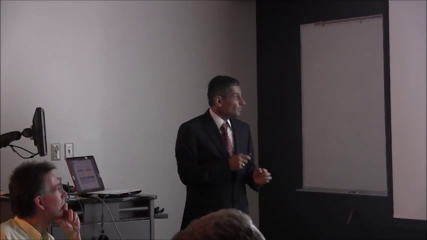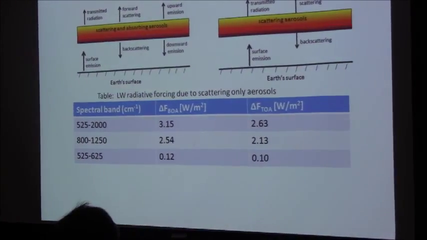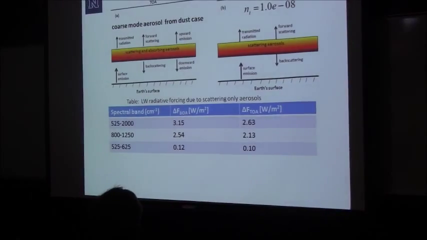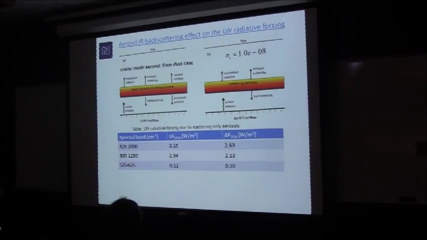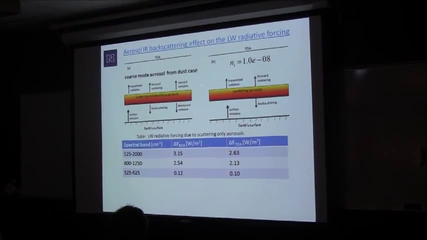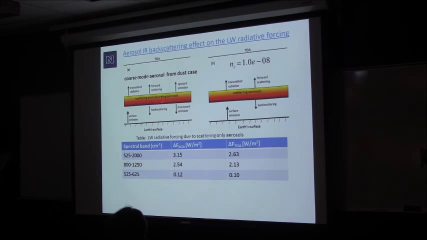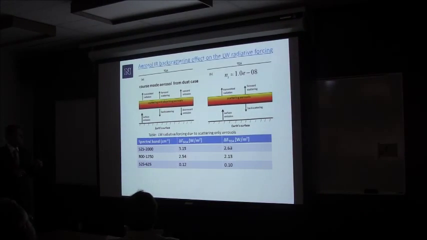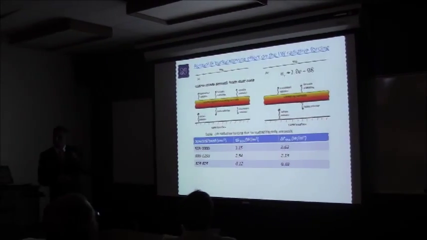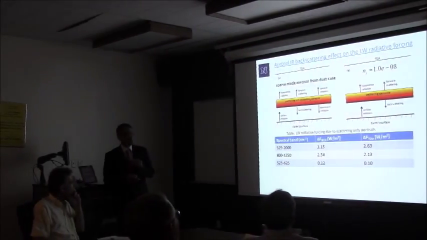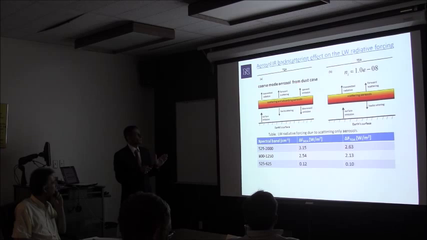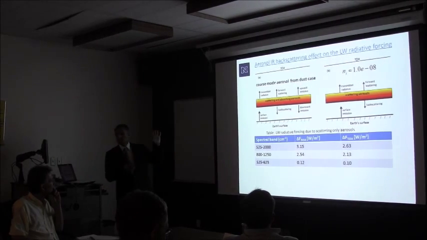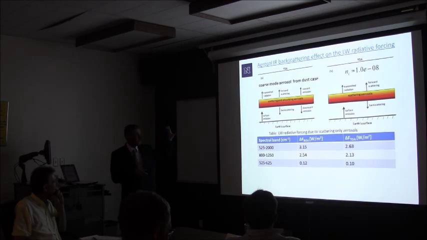Now, here is an analysis on an aerosol infrared backscattering effect on the long wave radiative forcing. For this purpose, we consider two different types of aerosols. The first one is scattering and absorbing, and next is scattering only, that means no absorption. So how do I do that? For that part, I simply use the coarse mode aerosol from the dust case. So everything is done already. I already displayed the results, so I don't need to worry about that part.